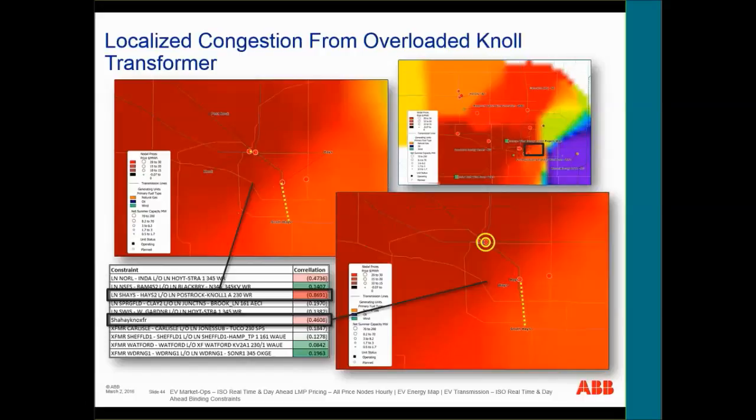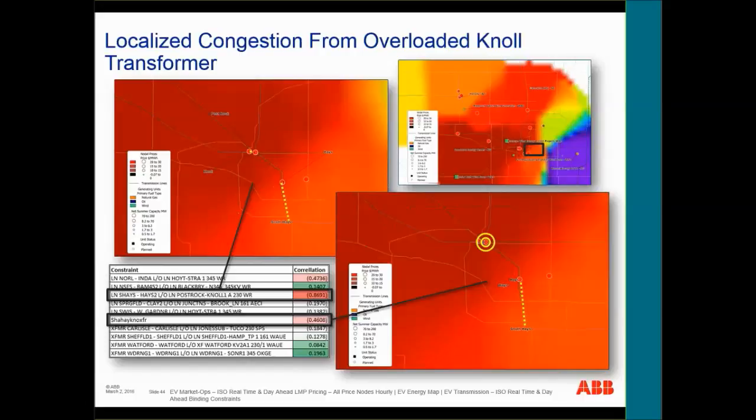And that takes us to the more localized congestion. So when we start drilling into this, I noticed two others that have a very strong negative correlation, which really means that those shadow prices are driving up the prices of congestion. And that's our line from South Hays to Hays for the loss of POSTROCK-KNOLL.